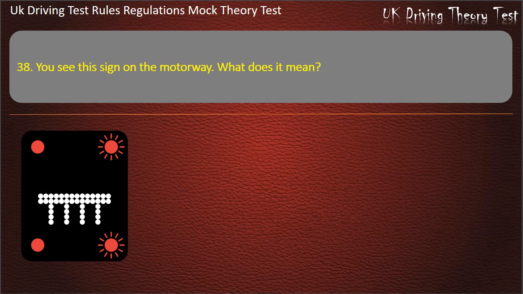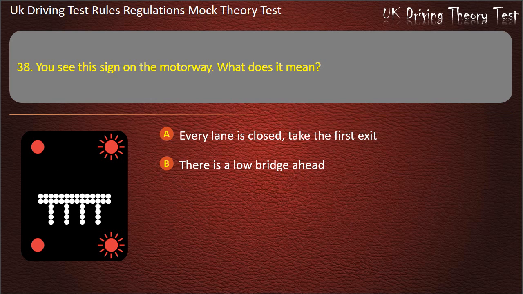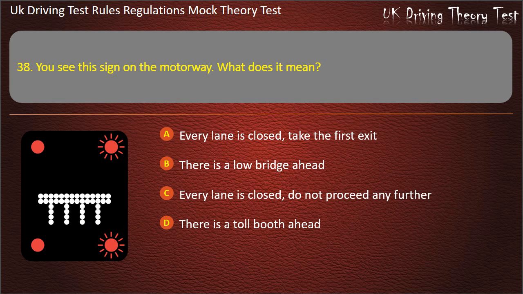Question 38. You see this sign on the motorway. What does it mean? Every lane is closed, take the first exit. There is a low bridge ahead. Every lane is closed, do not proceed any further. There is a toll booth ahead. Answer. Every lane is closed, do not proceed any further.